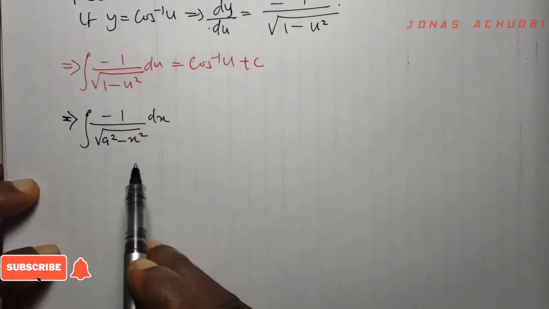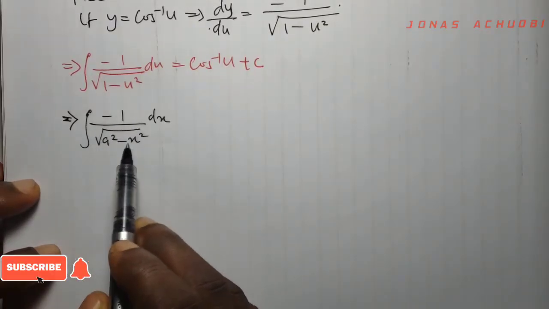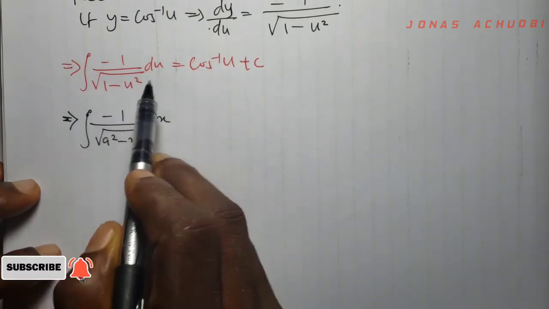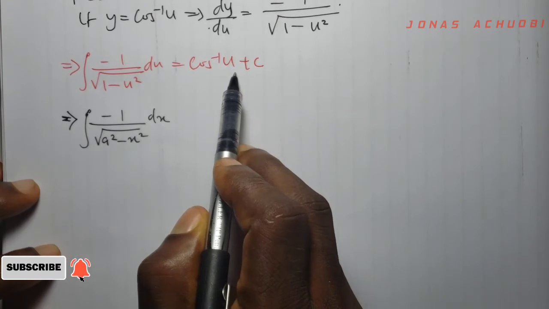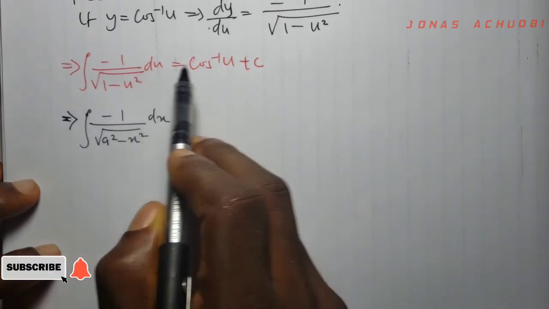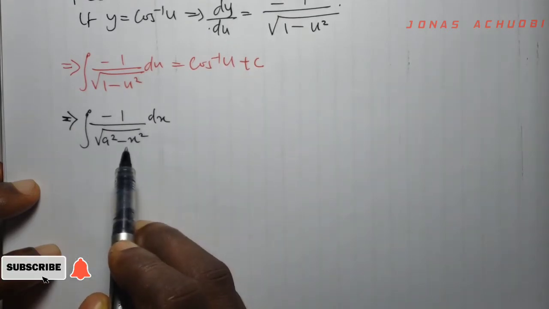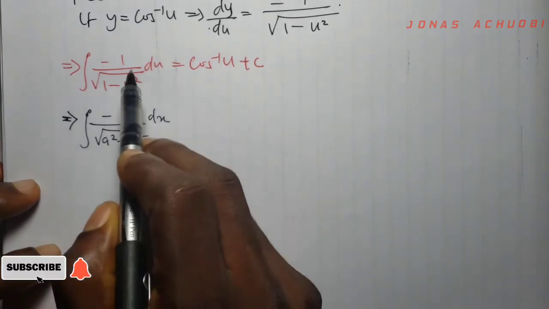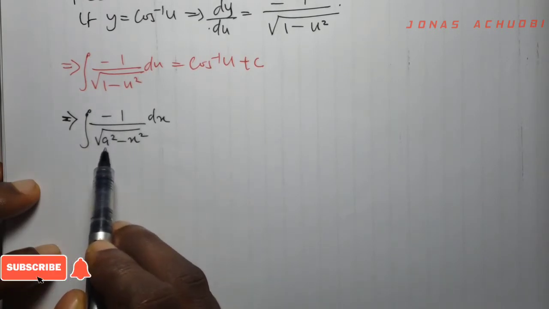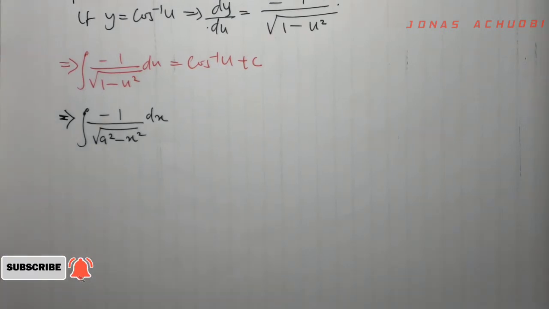We are now going to make the integral we need look like this integral that we already know. Since we know this integral to be cos inverse of u plus c, we want to make this integral look just like this, so that we can apply it. However, if we compare the two integrals, we observe that here we have 1, here we have a squared. So we must first convert a squared to 1 before we proceed.